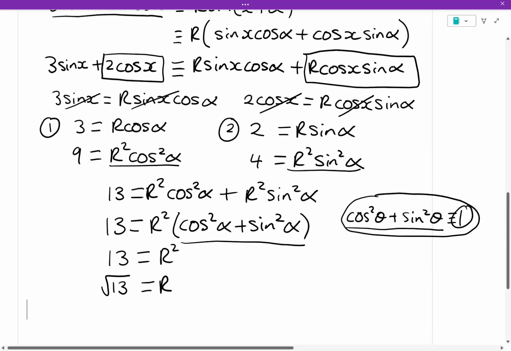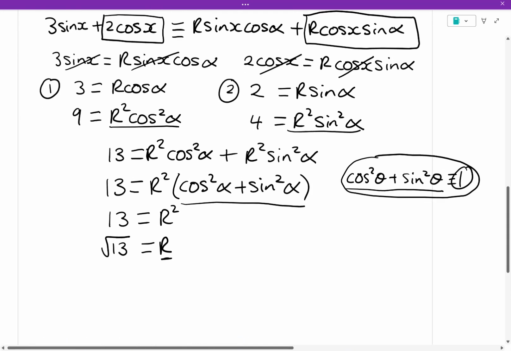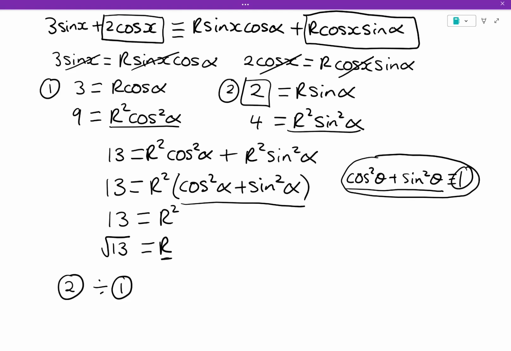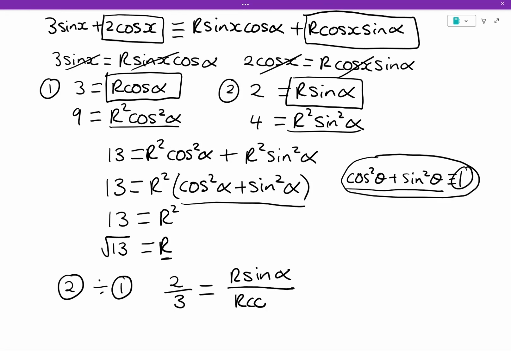So you could do that by substituting your value for r back into your equation for 1 or for 2. However, I'm going to do it a slightly different way just to demonstrate another method. What I'm going to do is take equation 2 and divide it by equation 1. So I'd be taking this 2 here and dividing it by this 3. So I would get 2 over 3 is equal to, on the other side of my equation, r sine alpha divided by r cosine alpha.